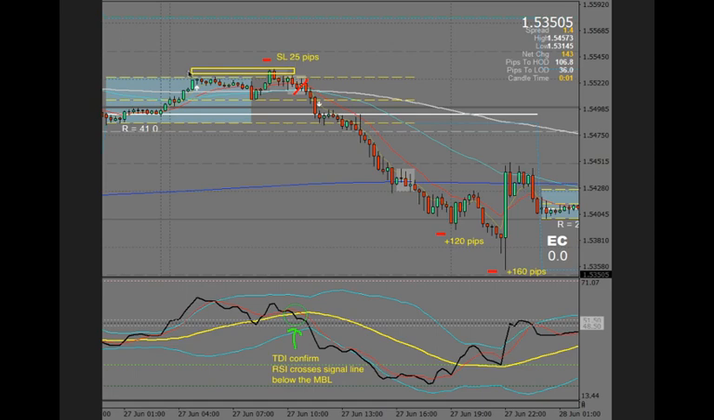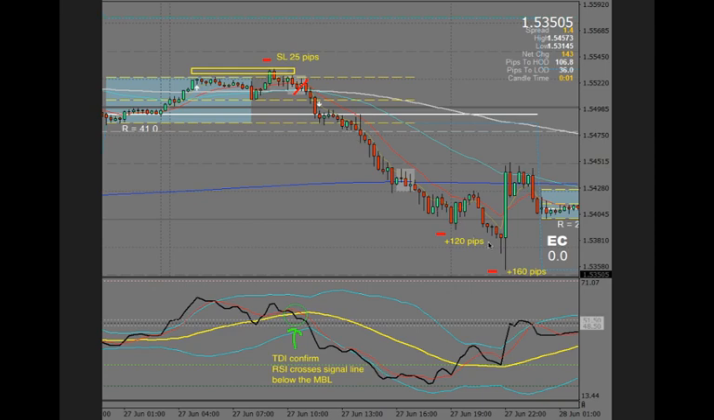So in this case, the first leg was formed in Asia. We got a close below the 13, then back above, right up to the high, then back down. This is where our second leg is formed. The close below the 13 EMA right here, along with your TDI confirmation, below the market baseline and crossing the signal line down, is where you're going to take your entry. Stop loss goes above the high, right about here. It's going to be about 25 pips on this trade.